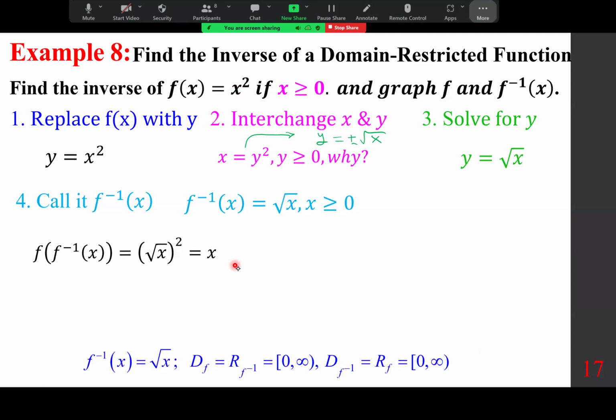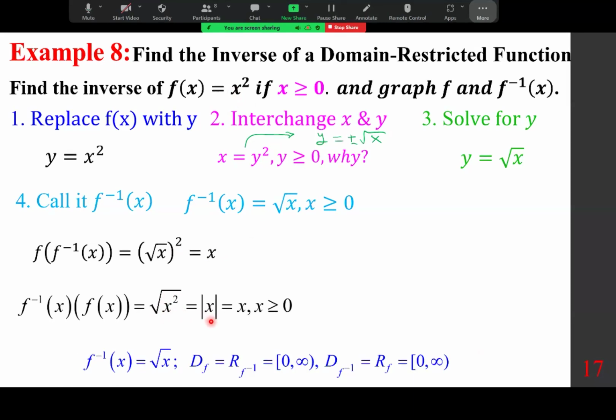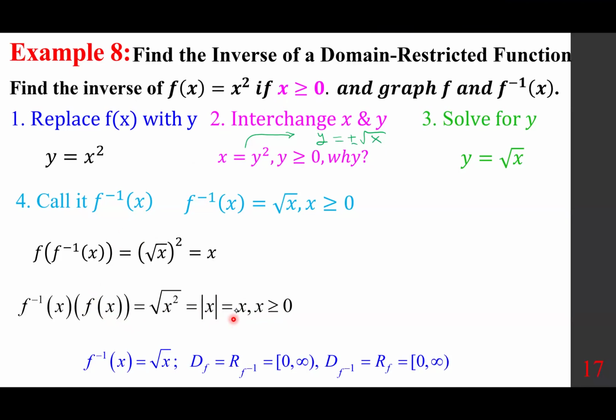How about f inverse of f of x? That is square root of x squared, because you are going to replace this x with x squared. Now, square root of x squared is equal to absolute value of x. However, the reason we know it's x is because x is greater than or equal to 0. You look at this one, remember, this x. x is greater than or equal to 0. So the answer is absolute value of x, which makes it x. It's important to understand this.